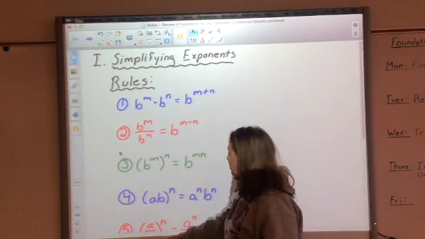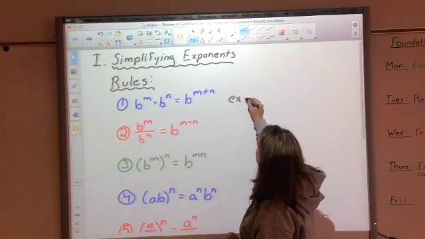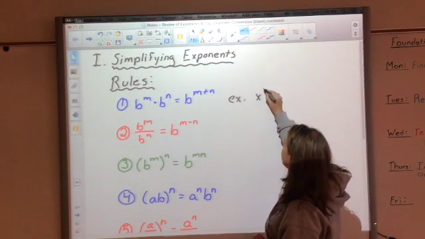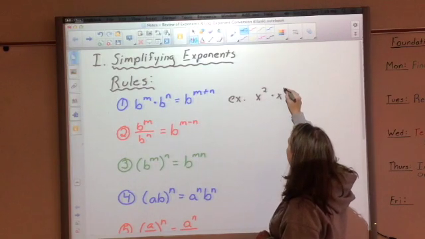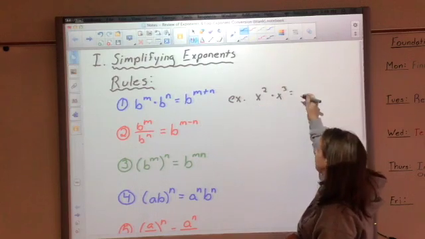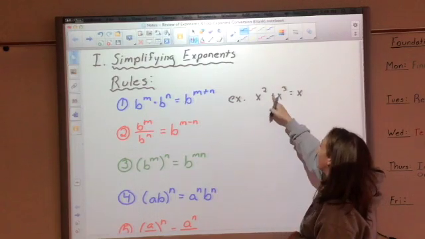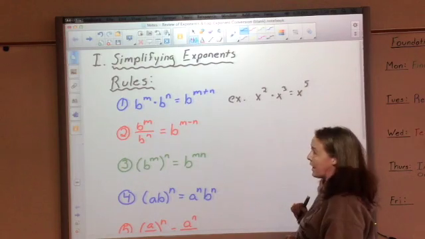So let's look at an example. If we have, let's say, x to the second power times x to the third power, the bases are the same, so we keep the base as x. We add our exponents, which gives us 5.